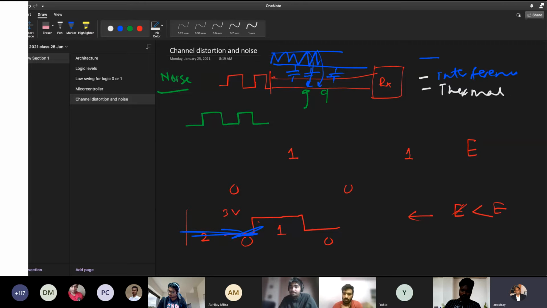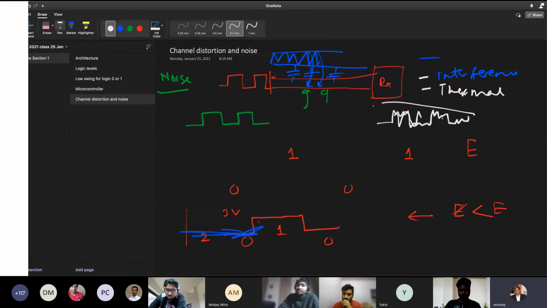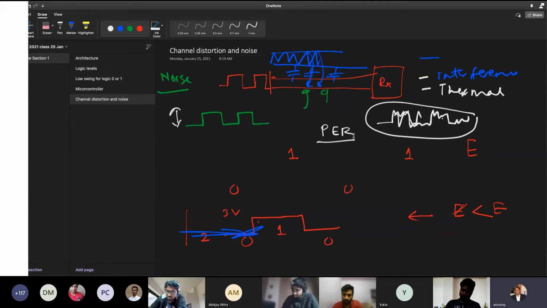This is noise. Because of noise, whatever signal you are sending, by the time you receive it, it will become distorted like this. The level might also shift. So there will be distortion and the signal might get corrupted. And if the voltage swing is less, the probability of error will be more. Probability of error is known as PER. Remember, probability of error is a very standard term in digital transmission. So probability of error will be higher.